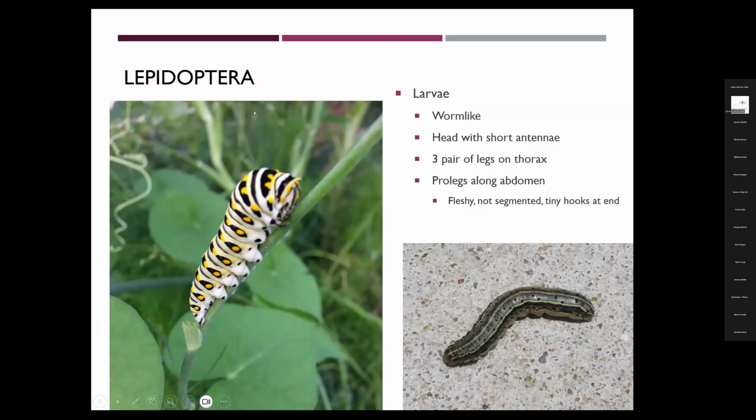The larvae of them are going to have a worm-like body, so it's elongated. They do have a head that has a short pair of antennae on it. They have 3 pairs of legs on their thorax, and then they have those prolegs along the abdomen. And you can see that on this black swallowtail caterpillar here that has those prolegs. So those are just those little fleshy things that it's using to hold onto the stalk that are on its abdomen.